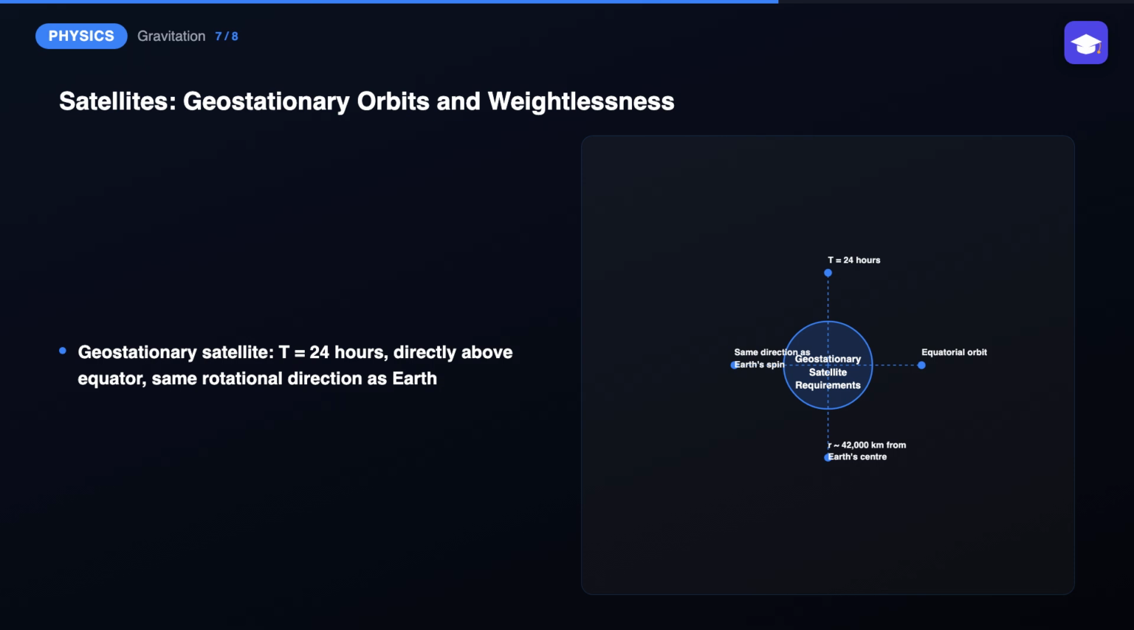A geostationary satellite is one that appears completely stationary relative to a fixed point on Earth's rotating surface, which requires its orbital period to exactly match Earth's own rotational period, 24 hours, and it must specifically orbit directly above the equator, in the same rotational direction Earth itself spins.